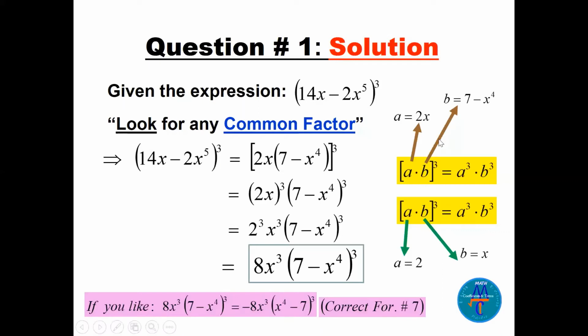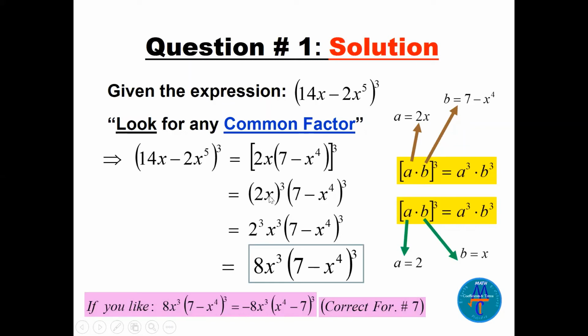Now I have a formula here. I explained everything in detail. A times B, all cubed, is equal to A cubed times B cubed. Now A in our question here is 2x. That's A. B is all this, 7 minus x power 4. You see, this is A, this is B now. So you can cube the first one, A cubed. So this is 2x all cubed. I think you can see that. 7 minus x power 4 all cubed.